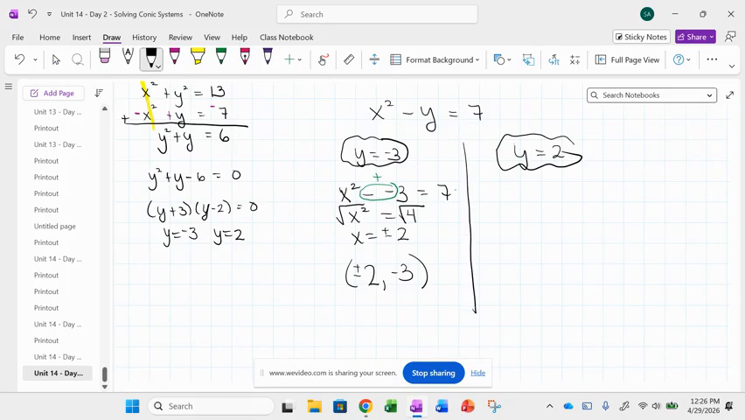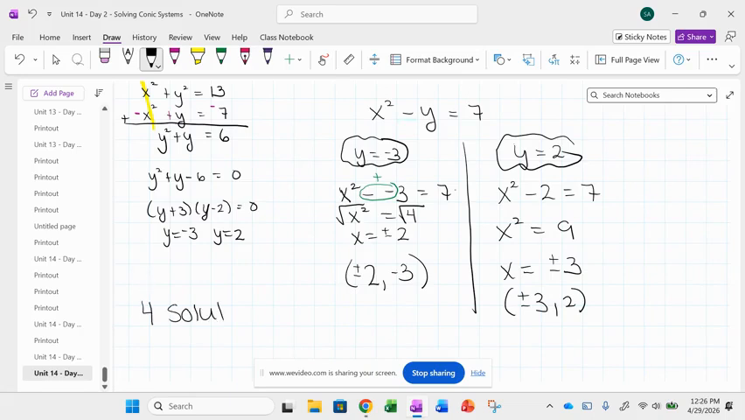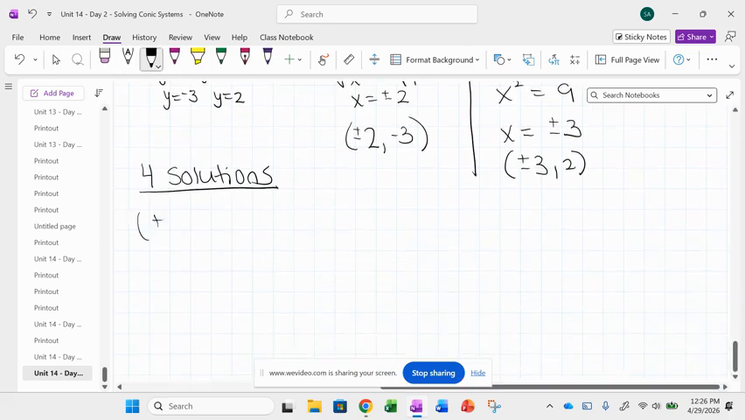And so when I sub in y equals 2, we're going to get x squared minus 2 equals 7. X squared equals 9, so x will equal plus minus 3. So now we're going to have plus minus 3 comma 2. How many solutions do we have? 4 solutions. We're going to have plus minus 2 comma negative 3 and plus minus 3 comma 2.